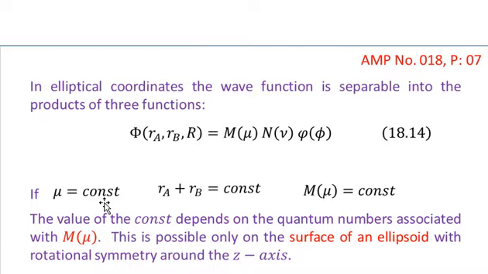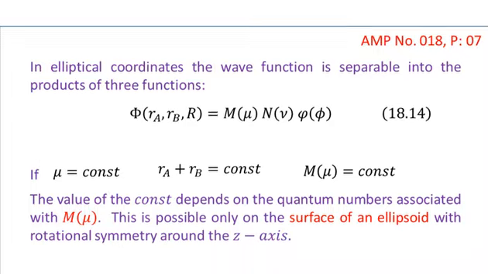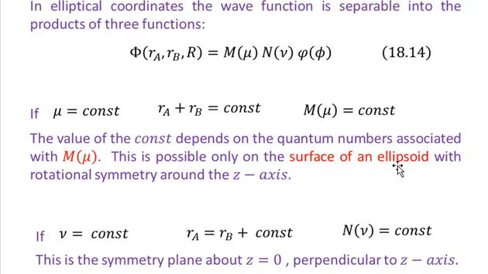So if mu is constant, Ra plus Rb is constant, and the capital M of mu will also be constant. The value of the constant depends on the quantum numbers associated with M of mu. This is possible only on the surface of an ellipsoid with a rotational symmetry about the z-axis. And I have explained that the electron will always be lying on the ellipsoidal surface. And then of course the wave function M of mu will also be defined on that ellipsoidal surface, and M of mu will similarly have a rotational symmetry about the z-axis.